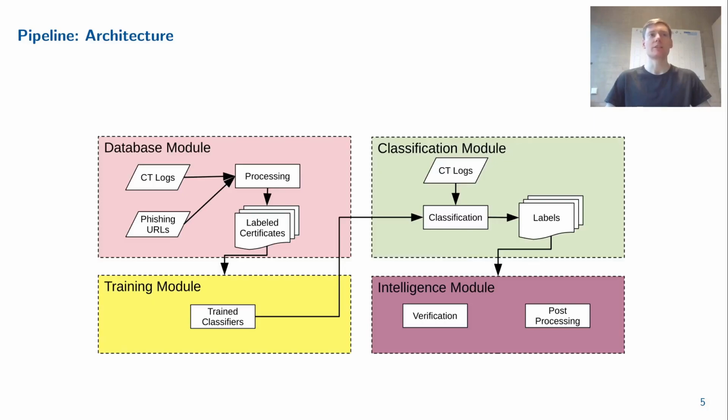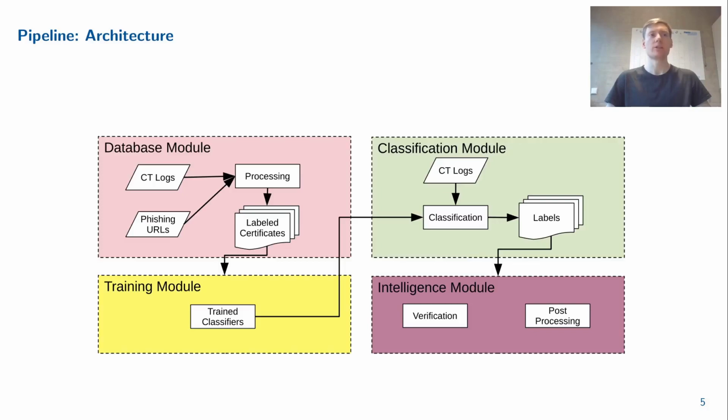The final pipeline is split into 4 main modules that each accomplish a specific task. Conceptually, first in the classification process is the database module. It handles the collection of data from various sources for training and validation purposes, including benign data from CT logs and phishing certificates from phishing URL feeds. These certificates are then filtered against lists of known benign and malicious domain names, resulting in a labeled dataset that can be used in the following steps.